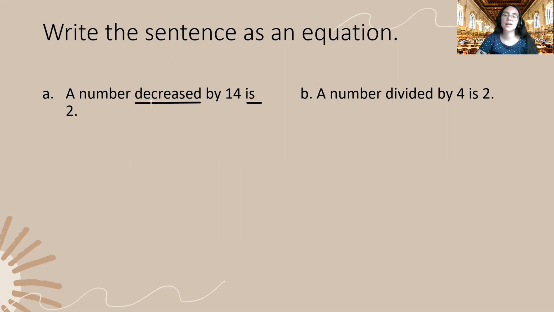Okay, I underlined is because is telling me that to the left I will have one variable expression, which will be this one, a number decreased by 14. Is will be in the middle, which is our equal sign, and 2 will be on the other side, okay? So let's go ahead and break this down. So is tells us that we will have an equation, that we will have an equal sign, okay?